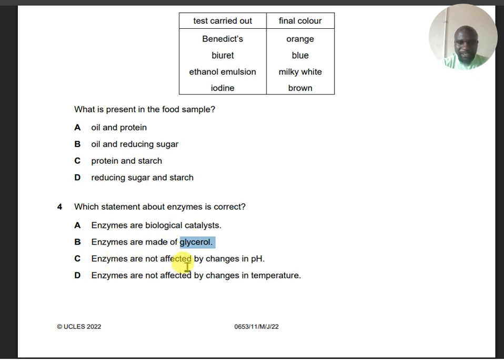Then enzymes are not affected by changes in pH. This is wrong. Enzymes are affected by change in pH. Enzymes are not affected by change in temperature. No, this is wrong, because very high temperatures will denature the enzymes, and very low temperature will slow down the enzymes' reaction. So the correct answer here is enzymes are biological catalysts, which is A. Number four. Moving on to number five.